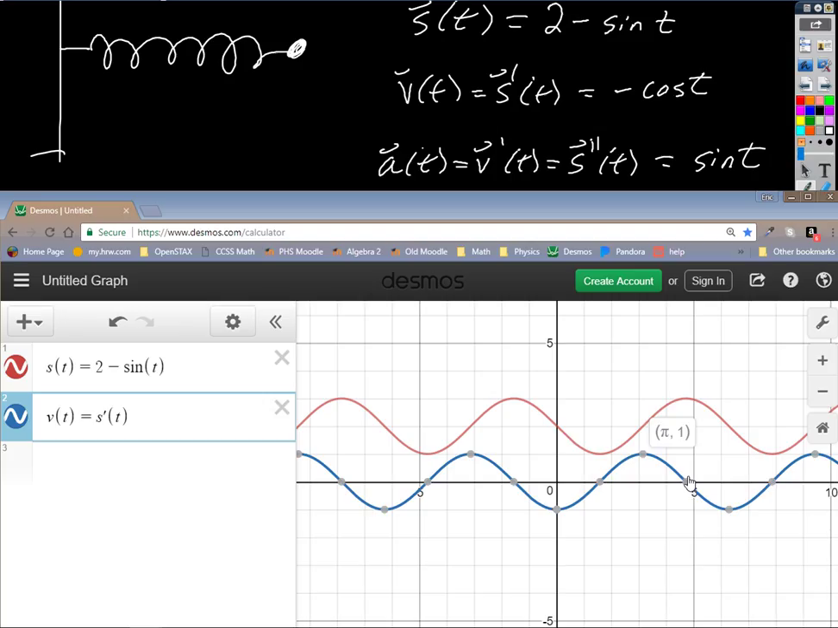Agreed? Here's where the function has its largest positive slope, which is 1, and it happens every cycle. Here's an example of where the function has its greatest negative slope, -1, and that also repeats infinitely. Okay? How about acceleration?